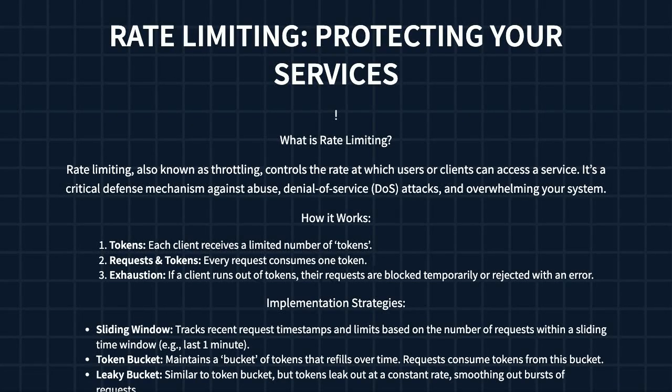Okay, let's talk about rate limiting, a super important concept in system design. Basically, it's all about controlling how quickly users can make requests to your services. Think of it as a bouncer at a club, making sure things don't get too crowded and everyone gets a fair chance. We use tokens to track requests. Every time someone asks for something, they consume one token. If they run out, their requests are temporarily blocked. There are different ways to implement this, like the sliding window approach, where we look at recent activity, or using a token bucket which replenishes tokens over time. It's all about finding the right balance between keeping your system safe and not slowing things down too much.